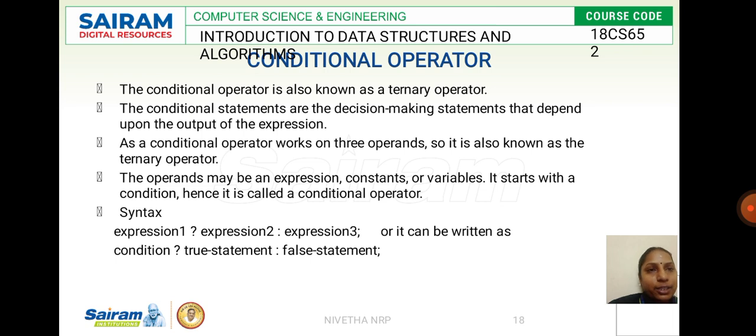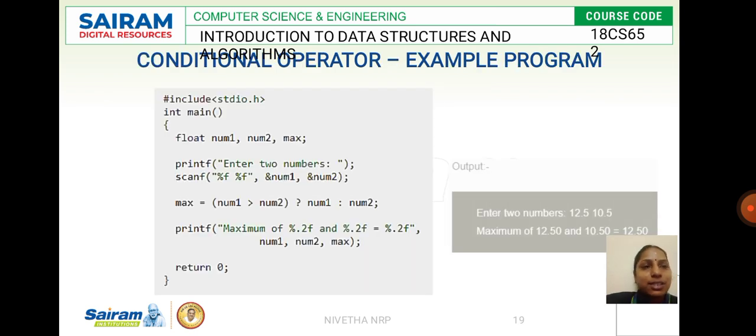Then the conditional operator. We have conditional operators in C which are used to check a condition. The syntax is: we have an expression and another expression, and we give a condition to check. If it is true, you have a set of true statements, and if it is false, you have a set of false statements. Here is an example for the conditional operator.